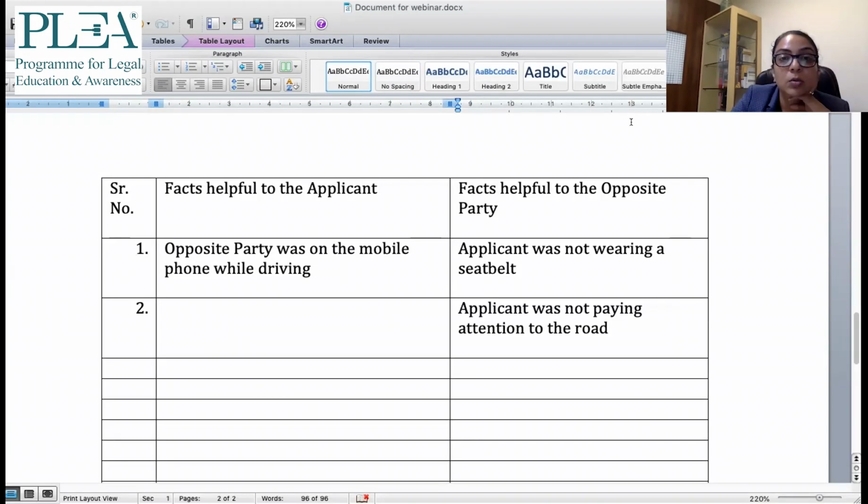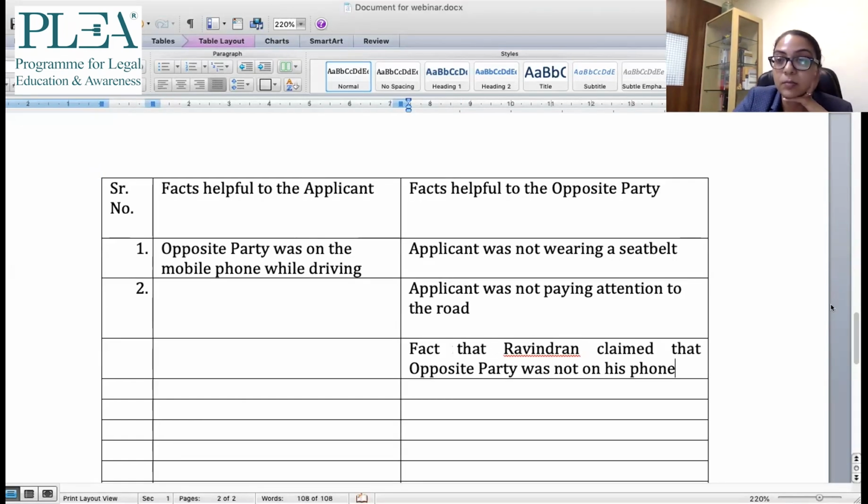Yeah. So someone has said witness also claimed that opposition party was not on his phone. So that is a fact helpful to the opposite party. The applicant has mentioned that initially between the brawl, the opposite party didn't deny using the phone. Yeah. So that is a fact helpful to the applicant.